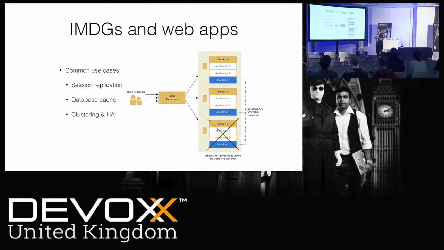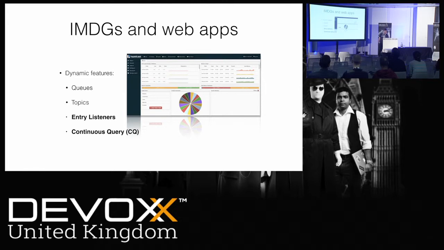This is used a lot, it's very common, but what if we want to go beyond that? I want to see an application which is dynamic, real-time and updated. And by real-time, I mean in the webby real-time sense, not in the sense that it has to respond within a certain time. There are some features which can help us build applications like that. Queues and topics are not that new, especially if you're coming from the JMS world. But what I really want to zoom in on is entry listeners and continuous query in data grids to create a dynamic, real-time, live updating web application.